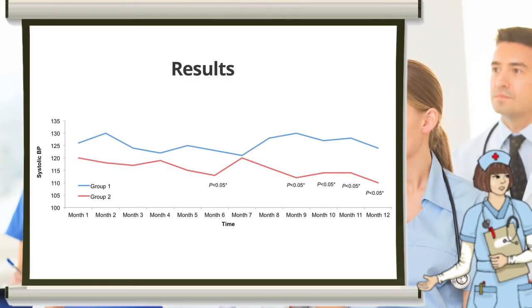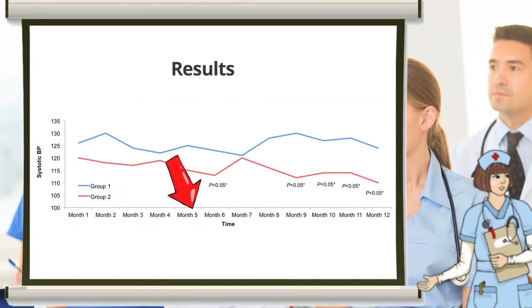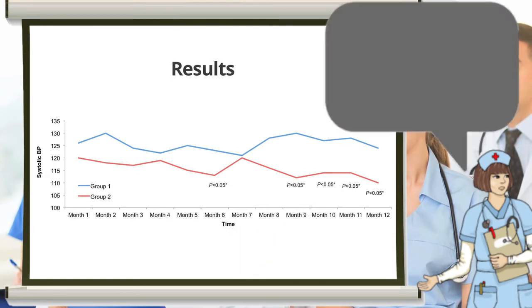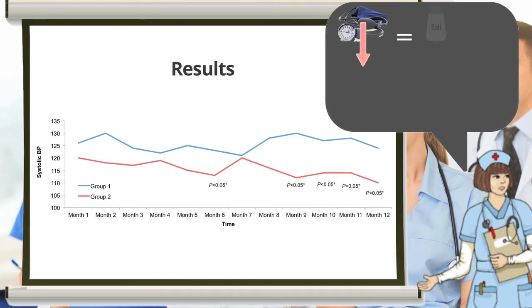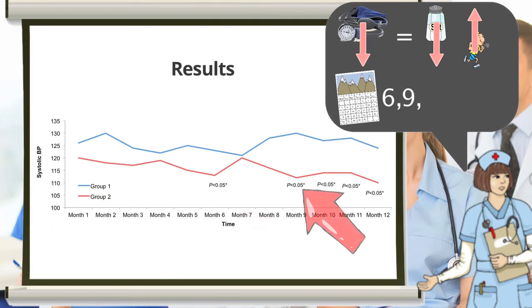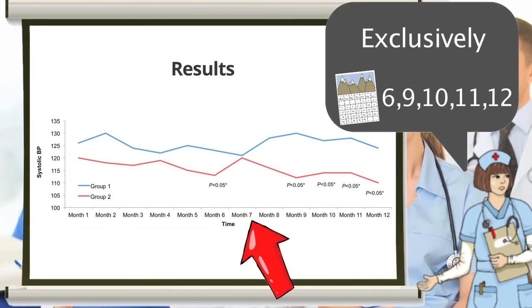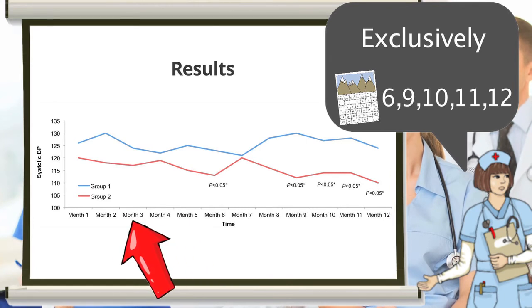In this case, you'd point out that the vertical axis represents systolic blood pressure and that the horizontal axis represents time. While showing the graph, you could verbalize the following. Mean systolic BP was significantly lower for patients with decreased sodium and increased exercise in months 6, 9, 10, 11, and 12. There were no other statistically significant differences between the two groups at any other time points.